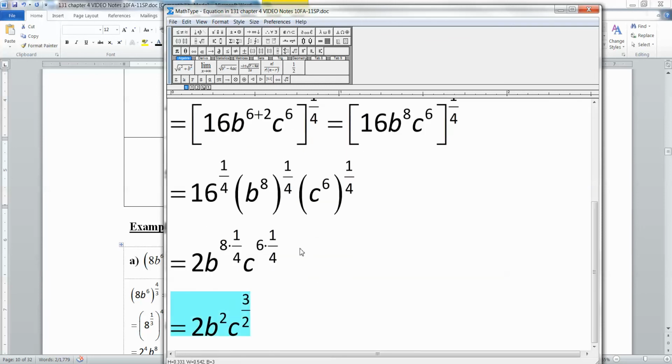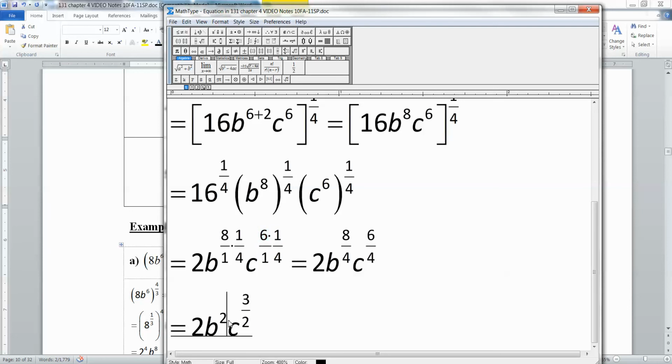Here, hold on. I'll write it out. So it's really 2B to the 8 over 4, right? And then 6 over 4. And then I'm reducing those both. Because remember, when you multiply a whole number, it's really a whole number over 1. We don't usually bother writing it that way, but that's what it is. So it's really 8 over 4 and 6 over 4. And 8 over 4 reduces to 2, and 6 over 4 reduces to 3/2. And there's your final result.